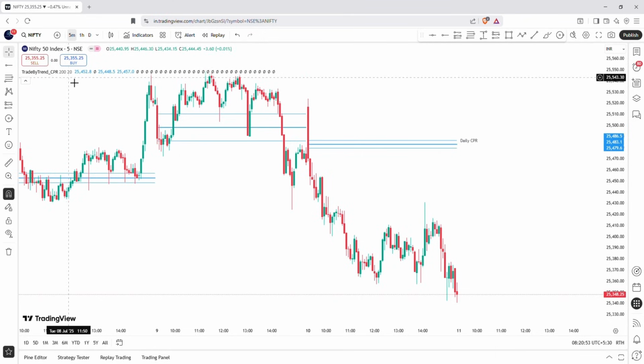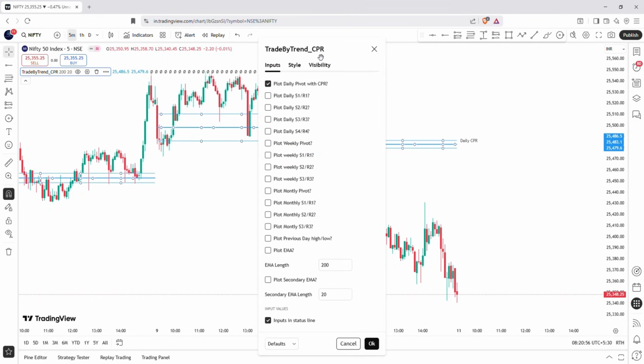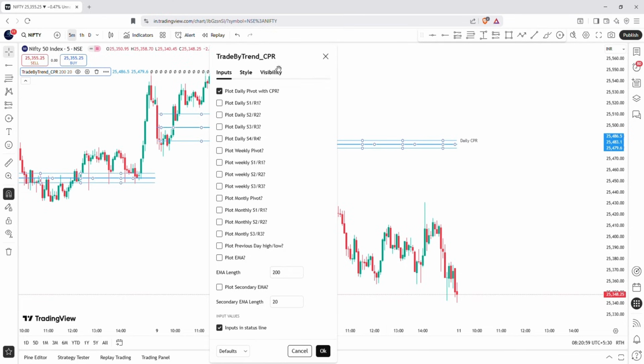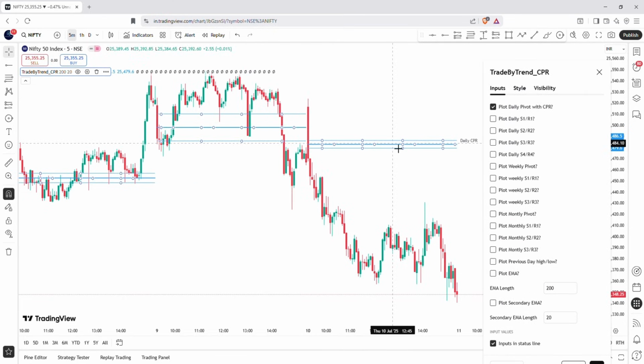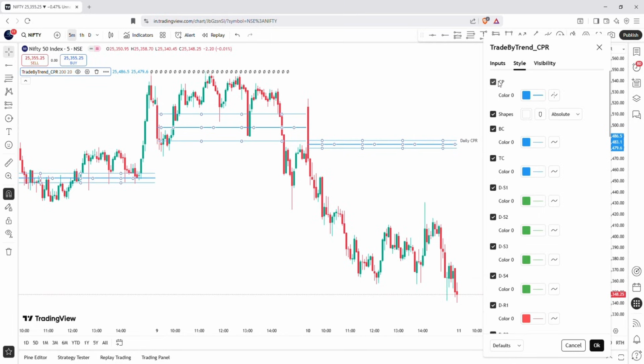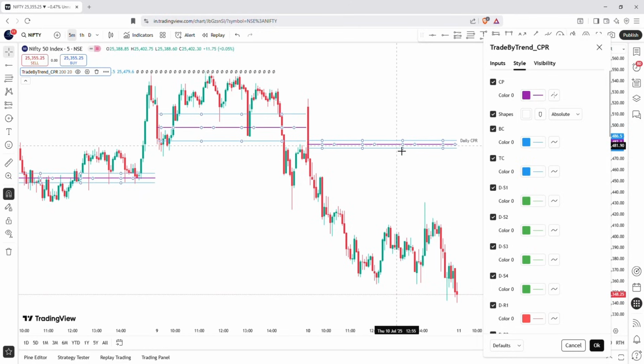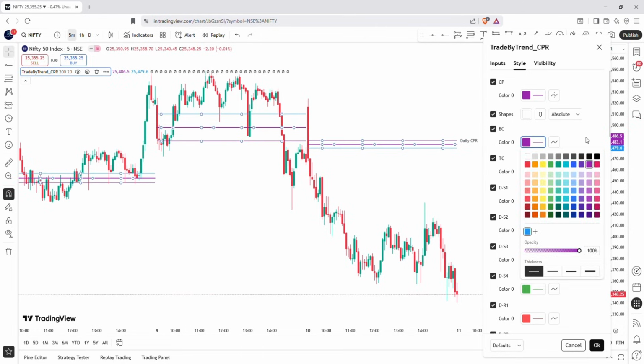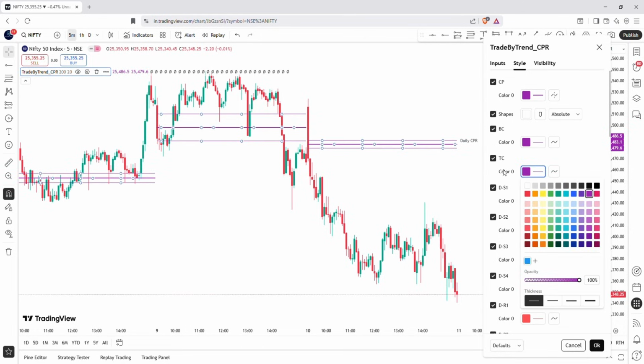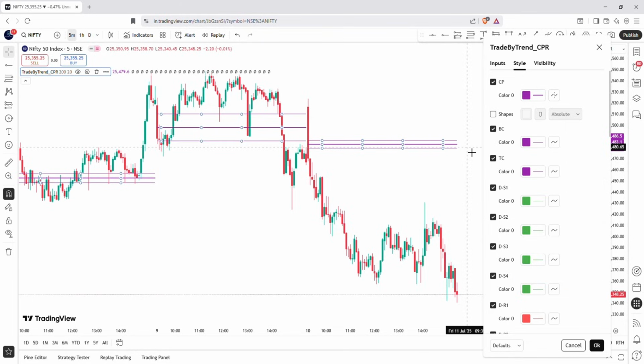Let's go to the settings tab. Here you can see daily CPR, right? Here we are able to change these colors also. In the styles tab, we can modify the central CPR color, as of now it is purple. You can see here the color of the central pivot changed to purple. We can modify the bottom CPR and top CPR also. If you don't want the daily CPR shapes, we can untick this. Okay, let's come to inputs again.